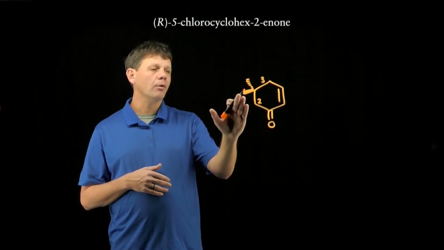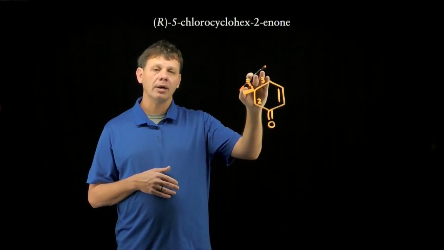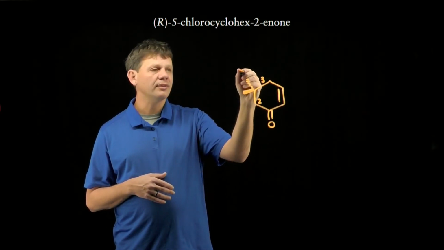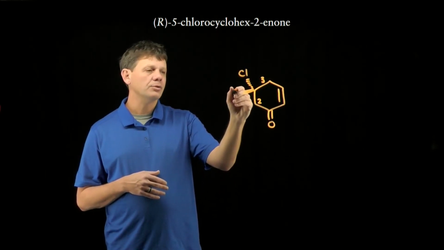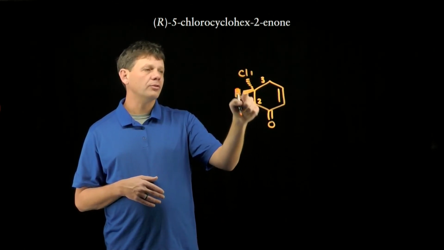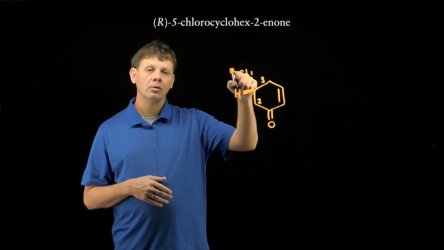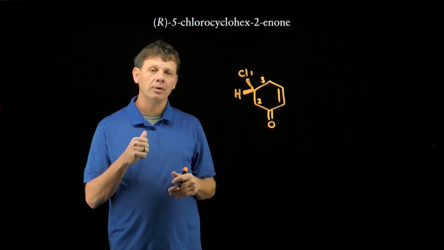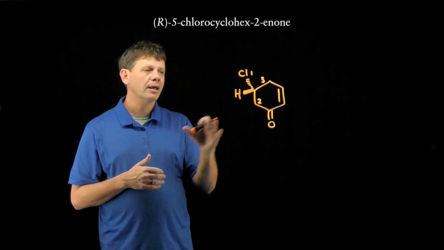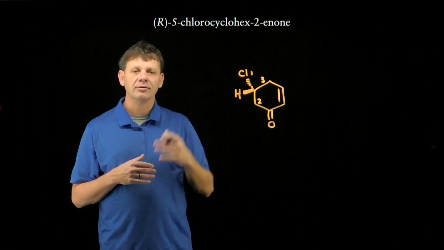If the chlorine is coming forward, then when we go 1 to 2 to 3, we're going counterclockwise. That would be S with the lowest priority substituent back. And so what we want instead is chlorine to be back and hydrogen to be coming forward. Let's confirm we're going from 1 to 2 to 3. We're going counterclockwise with the lowest priority substituent coming forward. That would flip to be clockwise if the lowest priority substituent would be back. And so this is the R compound and the answer to this assessment.